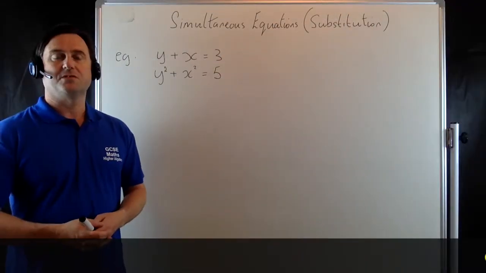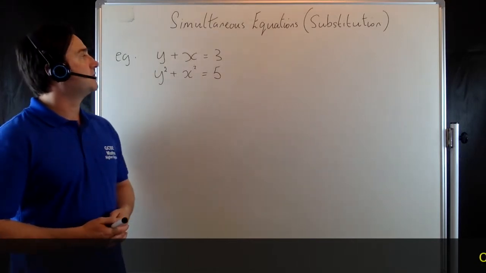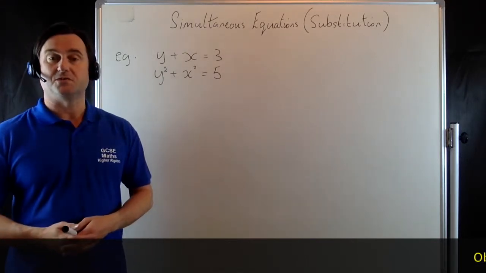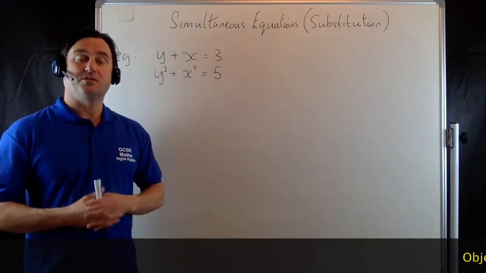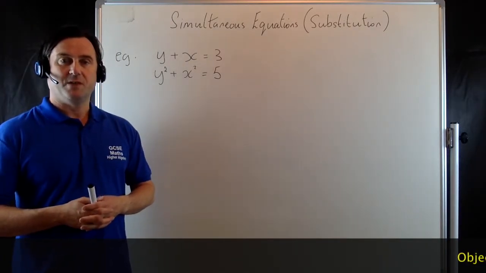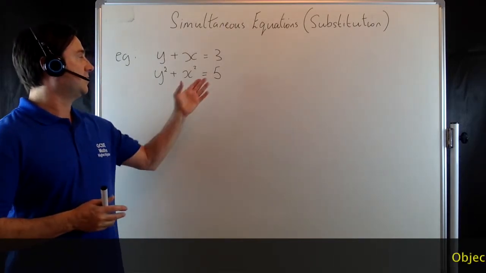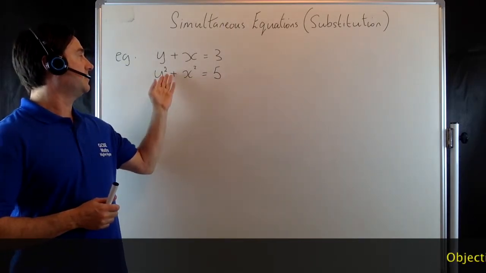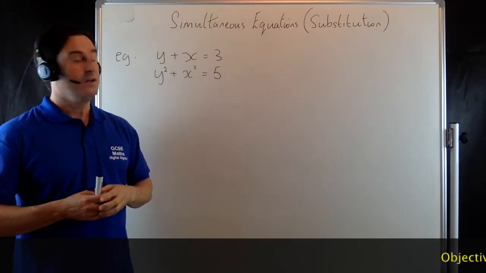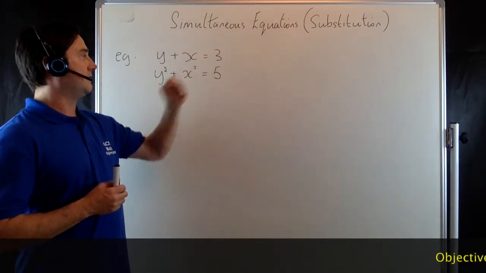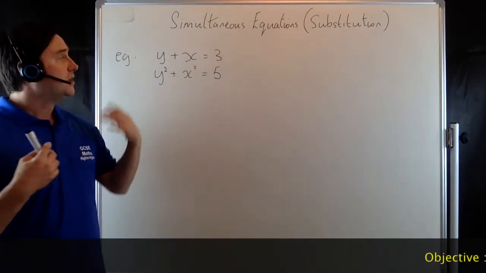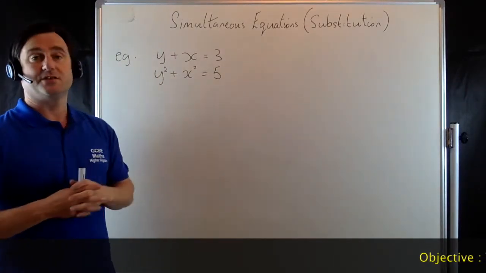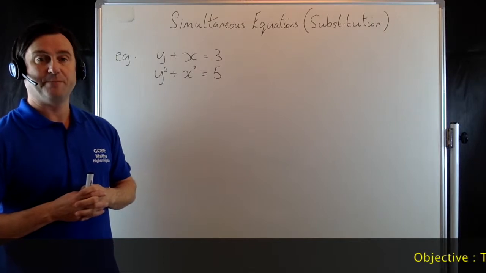Hi, welcome to this tutorial on solving simultaneous equations using the substitution method. Now, the substitution method can be used to solve any type of simultaneous equation, but we have to use it to solve a simultaneous equation that contains a squared. So we've here got a linear equation, but we've got an equation of a circle here. And we're going to use substitution to be able to solve this for x and y.